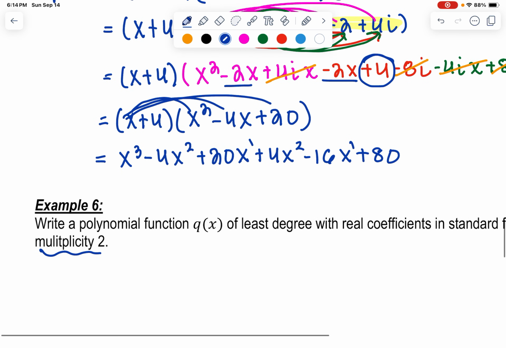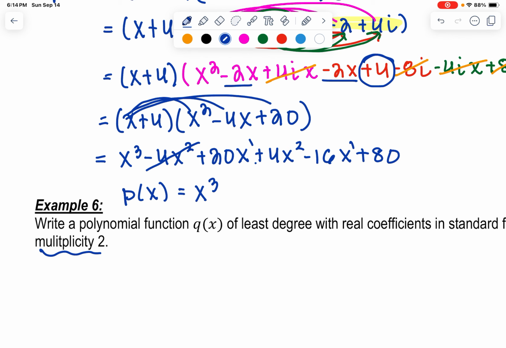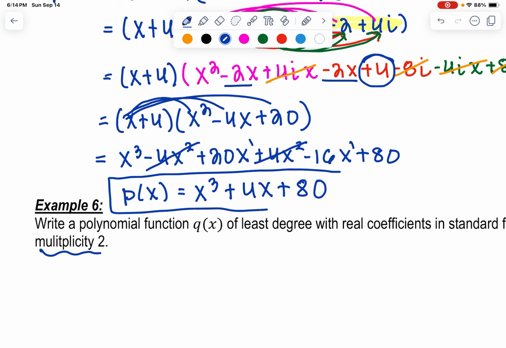And now I'm going to write my final answer with combining like terms. X cubed is first, then my squareds comes next. A negative 4x squared and a positive 4x squared cancel out. I have 20x and negative 16x, which is plus 4x, and then plus 80. All right, there's your final answer.